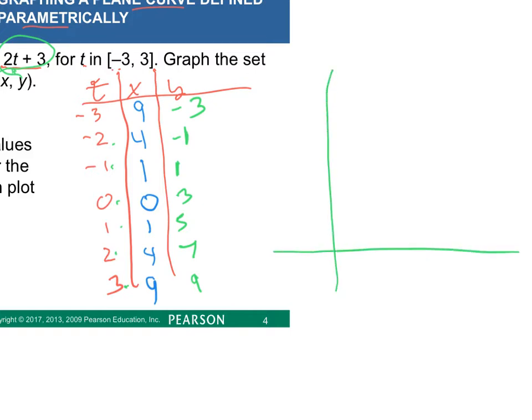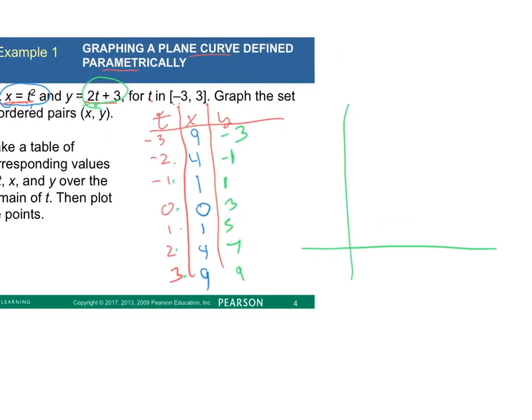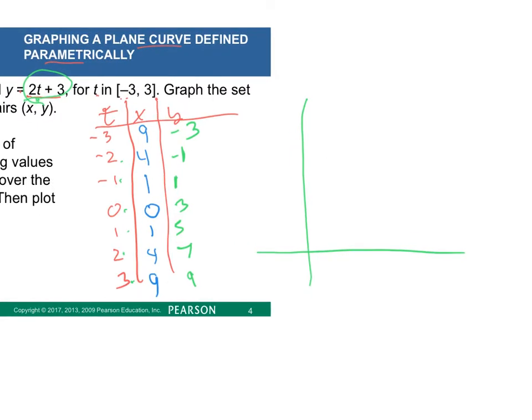We're graphing them. Well, let me just graph them with my x and y's. 9, negative 3. Let me do it black. Negative 3 and 9. That's down here. 4, negative 1. Negative 1, 1.